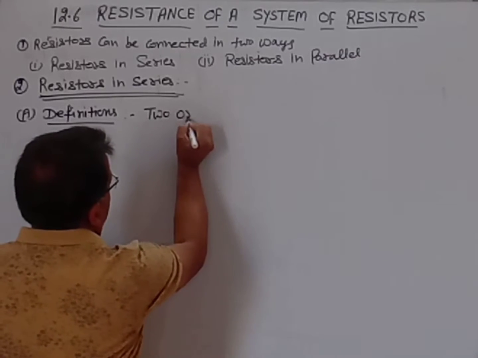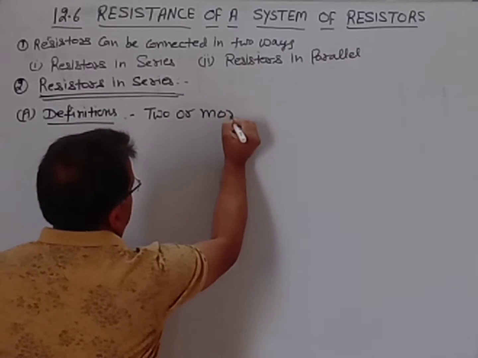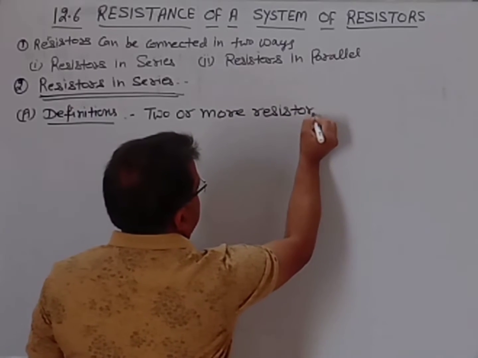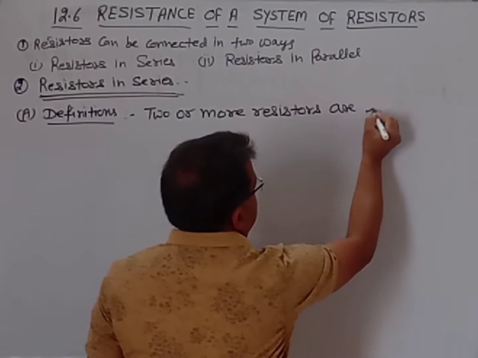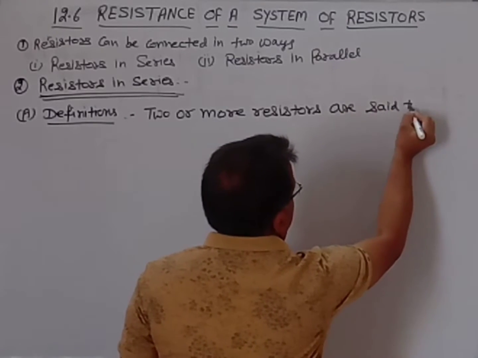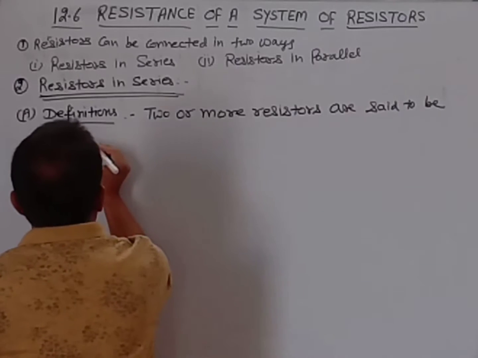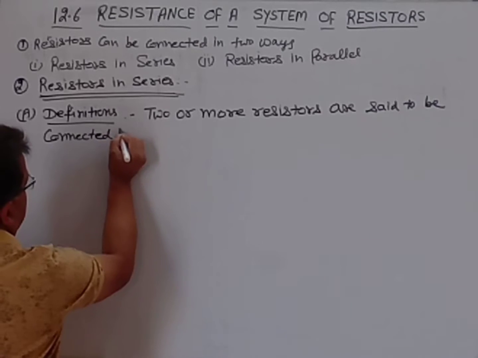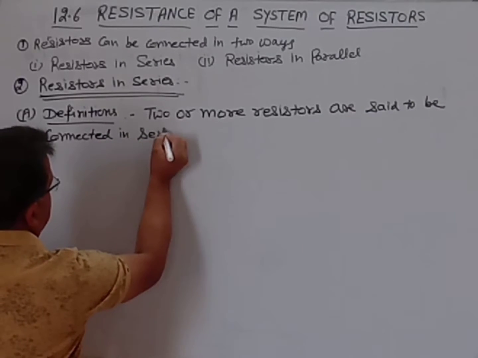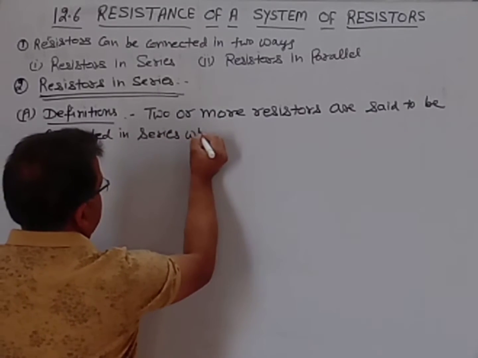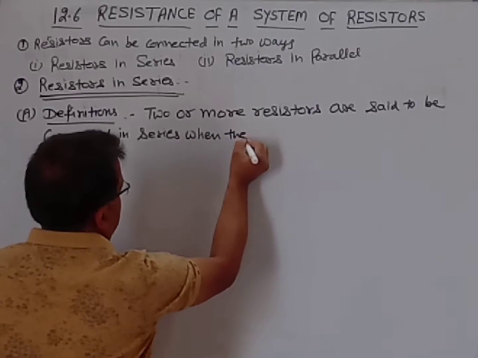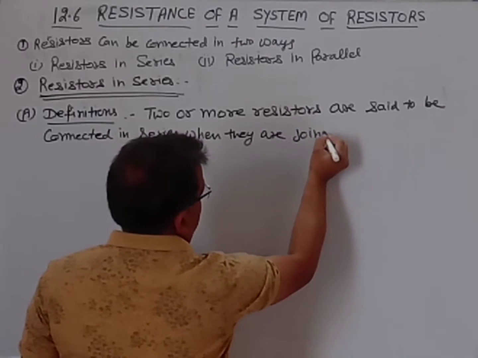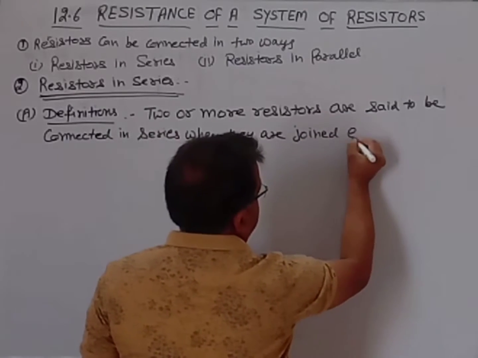Two or more resistors are said to be connected in series when they are joined or connected end to end.